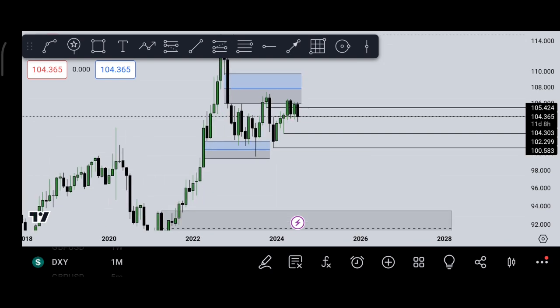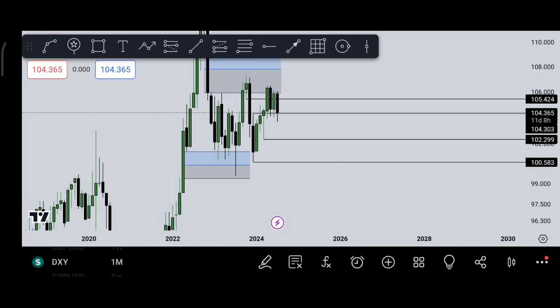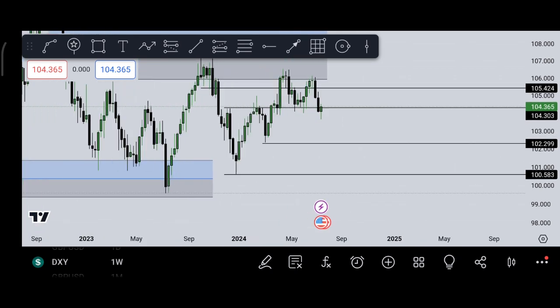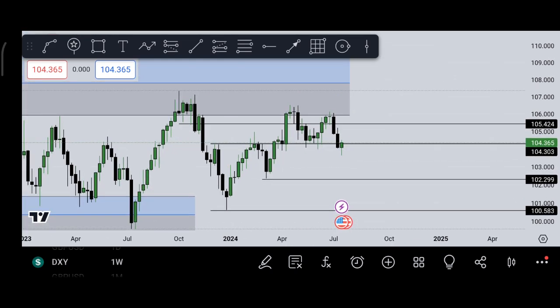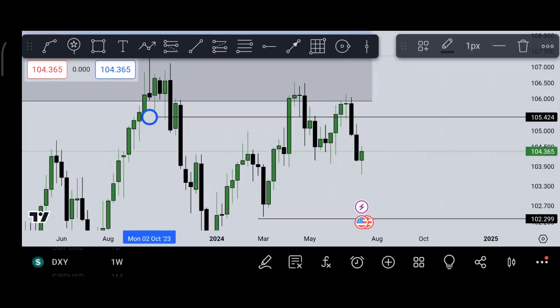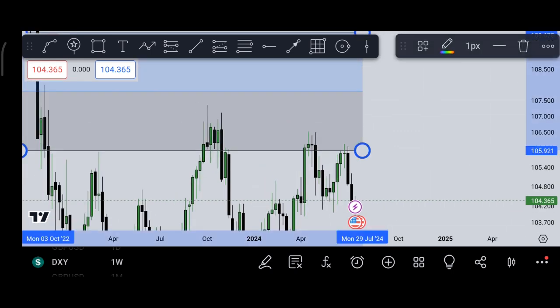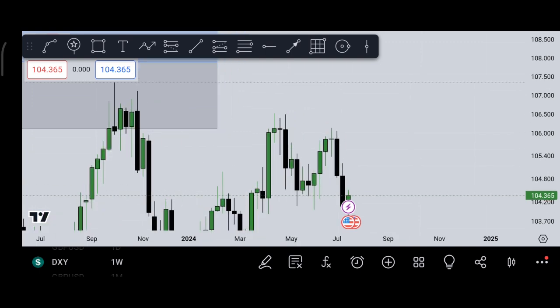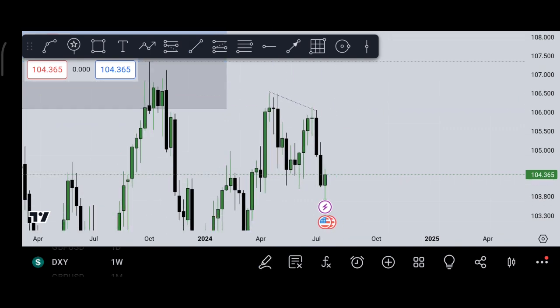So having seen that, I want to move down to the weekly. This is a top-down analysis to show you the blueprint of everything. Let me take out some stuff here so the chart isn't too crowded. What have we been seeing here? Price creating lower highs: it creates a high here, then a lower high, and another lower high here.